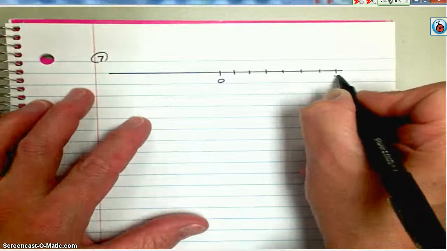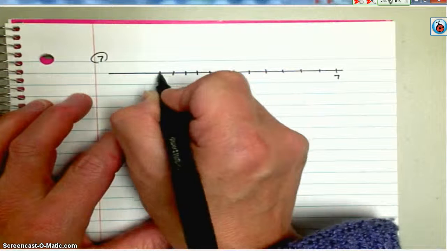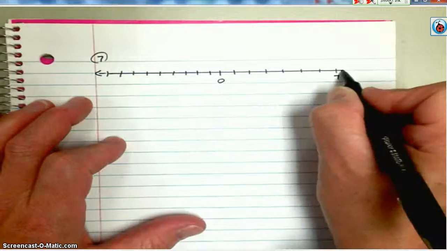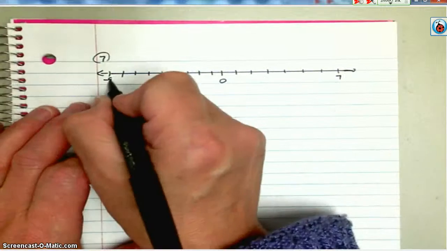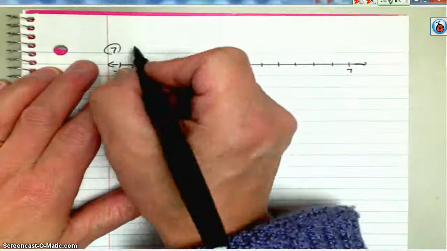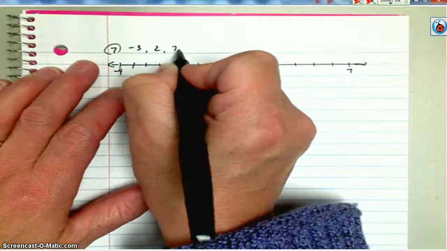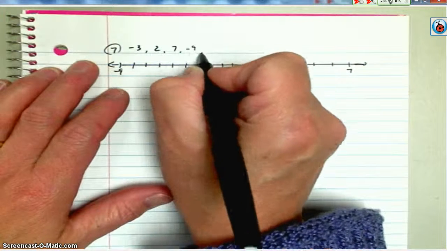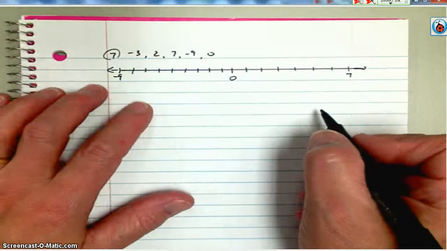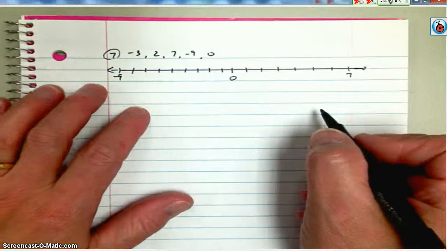On the positive side, and 1, 2, 3, 4, 5, 6, 7, 8, 9 on the negative side. And there's our negative 9. And then if we take a look at number 7, our choices were a negative 3, a 2, a 7, a negative 9, and a 0, and we wanted to put all those numbers on the number line. And so we could see the order of them from smallest to largest.